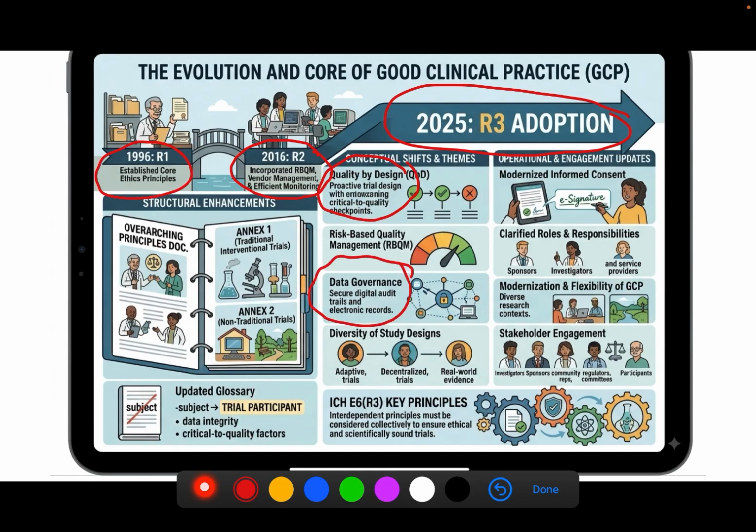And it modernizes informed consent using electronic signatures, while clarifying exactly who is responsible for what: investigators and service providers. The bottom line is GCP is built to flex with how research is actually done today: decentralized trials, real-world evidence, more diverse study designs, while keeping the same ethical backbone.